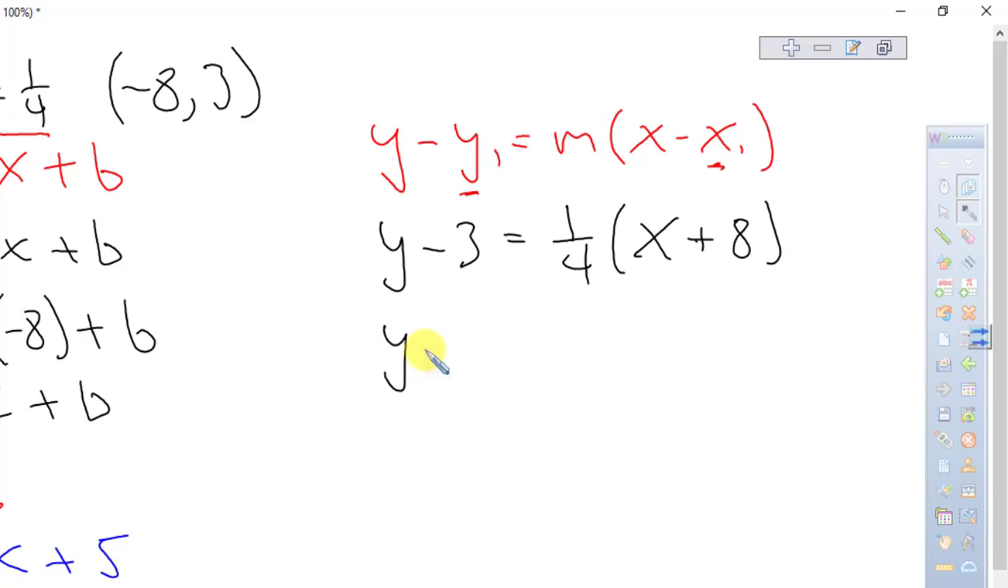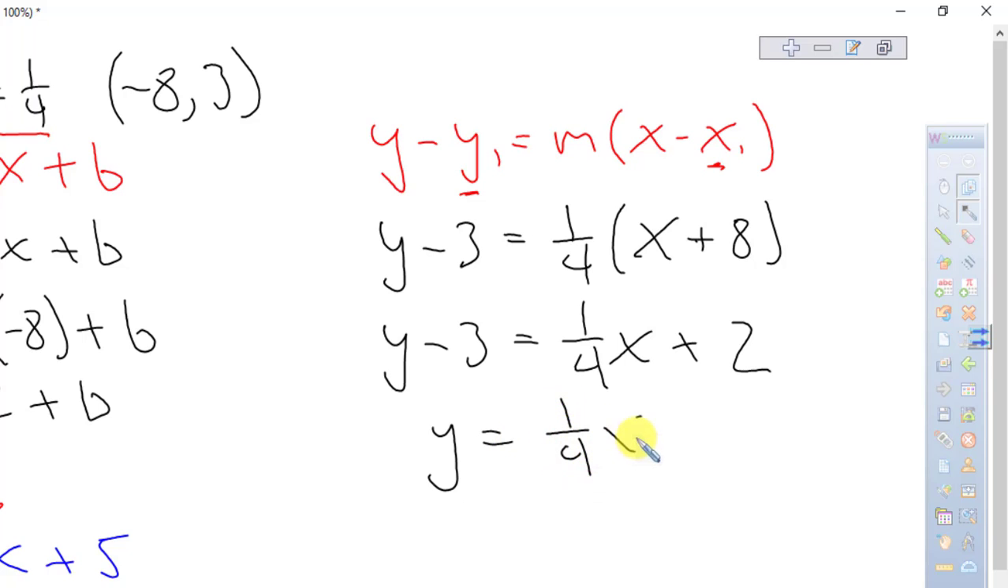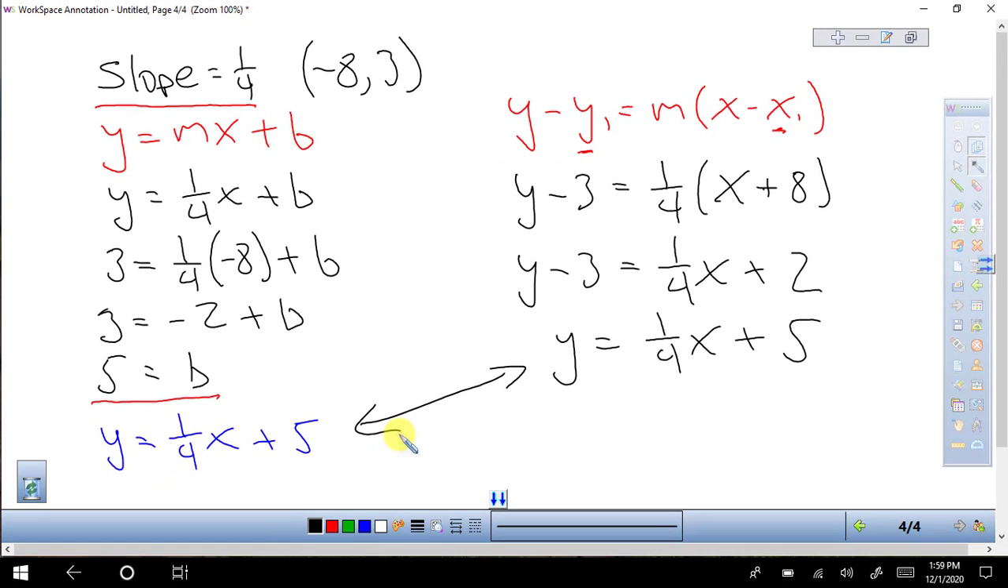So I'm going to try and get y by itself on one side of the equation. So I'm going to use the distributive property here. 1/4 times x would be 1/4 x. 1/4 times 8 would be 2. And now I'm going to get rid of the -3 by adding 3 to both sides. And that will leave me with y is equal to 1/4 x plus 5. Well, notice I came up with the exact same equation. It's the same problem. I just did this a couple different ways. So let's look at one more example.